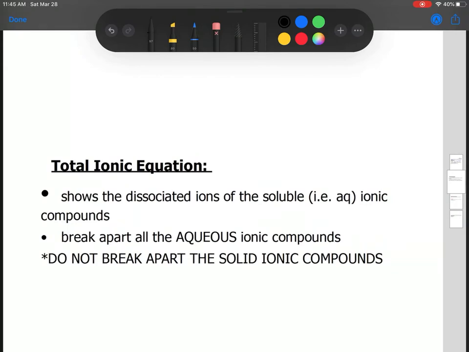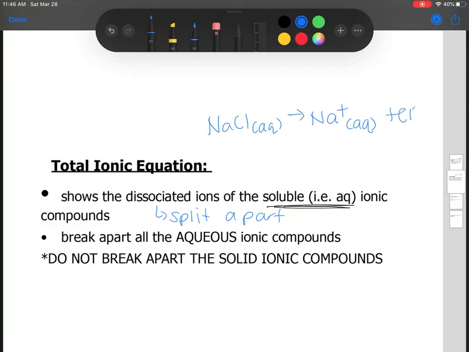Okay, so when you have a total ionic equation, so total implies all, then the total ionic equation is going to show the dissociated ions for everything. So everything that is soluble, we are going to dissociate, which basically means split apart. So when you have something like, let's say you have NaCl (aq), technically what that means is the sodium chloride has been dissolved in water. So really, if it's aqueous, that doesn't even exist. Really, it's going to exist as ions.